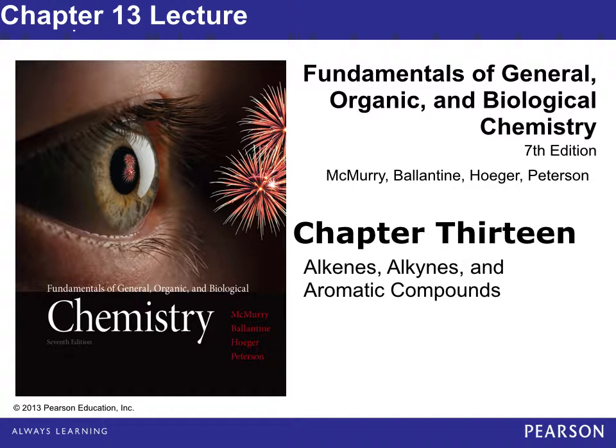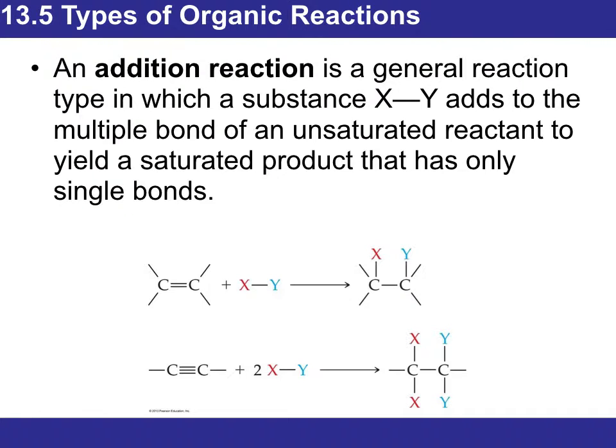Third part for this chapter 13 on alkene, alkyne, and aromatic compound. We're going to look at the types of organic reactions. They look complex, but actually they are not. Addition reaction is when you have a substance that is added to a double or a triple bond, which will break that bond, and the product will have the X and the Y attached to the carbon.